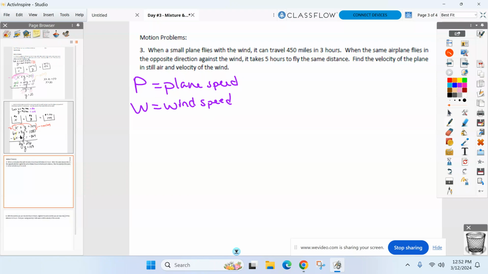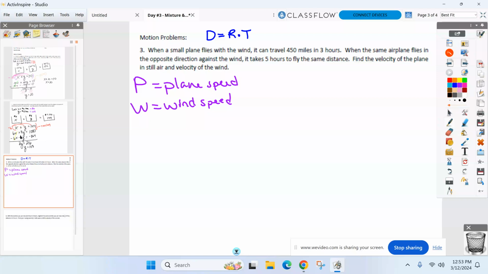All right, when we do these motion problems, we're going to be using a very simple formula. Maybe some of you guys have heard about it before, maybe in a science class. Distance equals the rate multiplied by your time. Some people call it dirt. Distance equals rate times time.